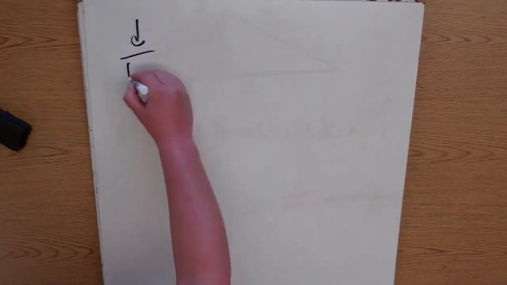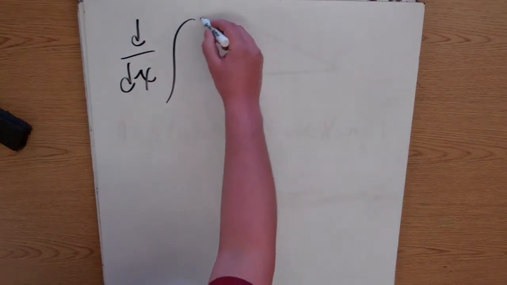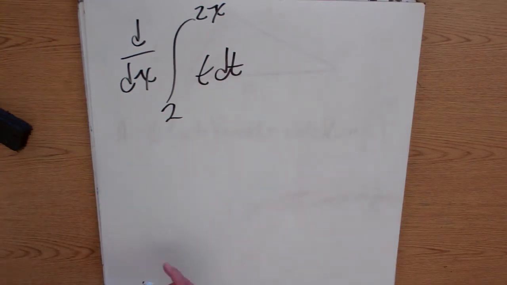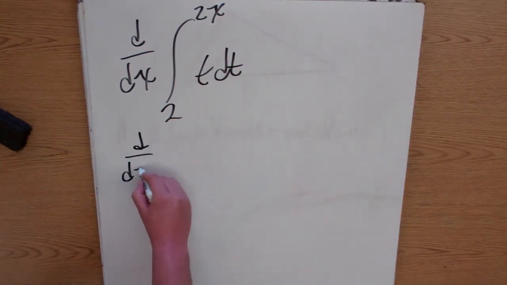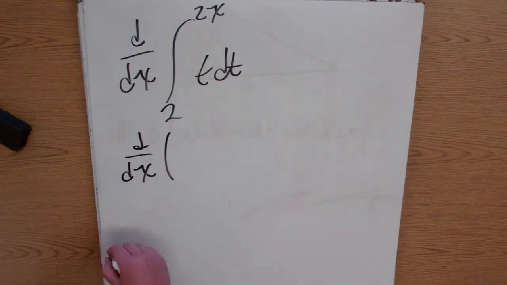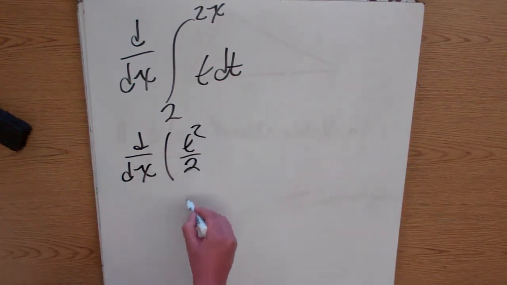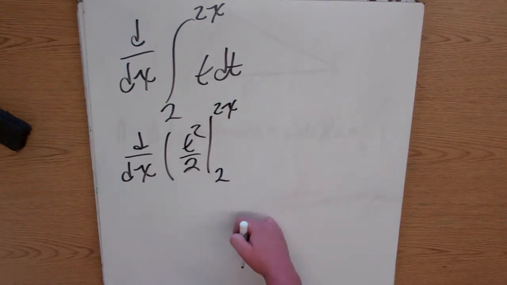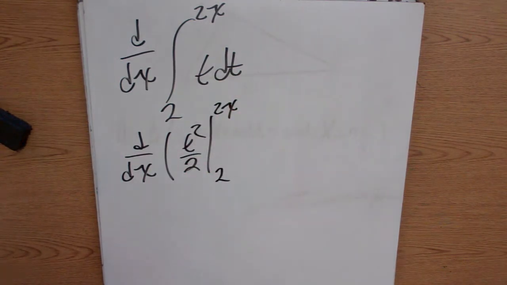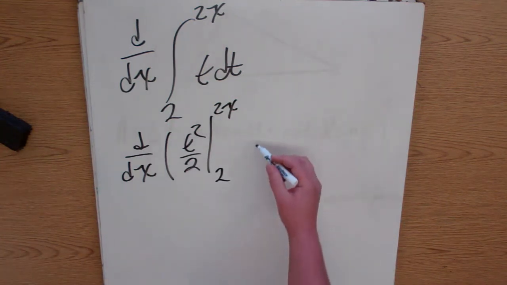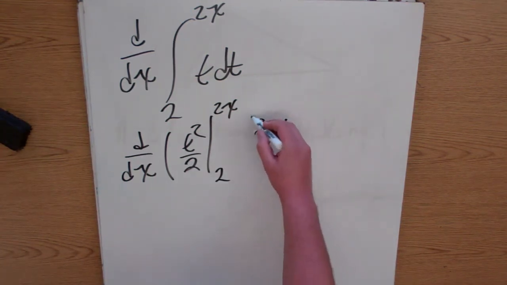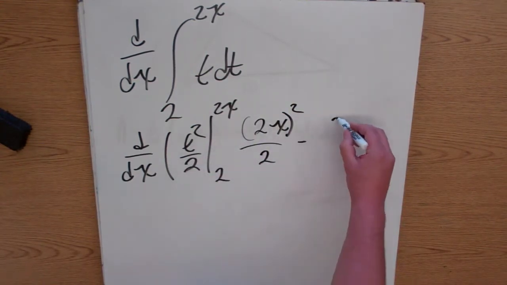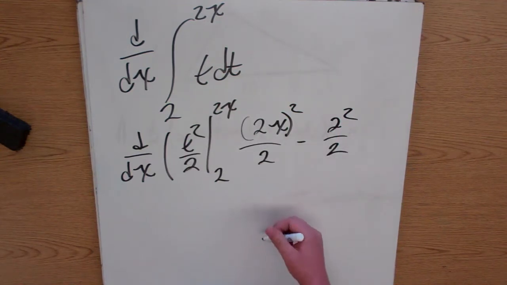We have the derivative of the integral from 2 to 2x of t dt. You take the integral, so you have d over dx of t squared over 2, and we're going to evaluate that from 2 to 2x. You put in the 2x, and you get (2x) squared over 2 minus 2 squared over 2.